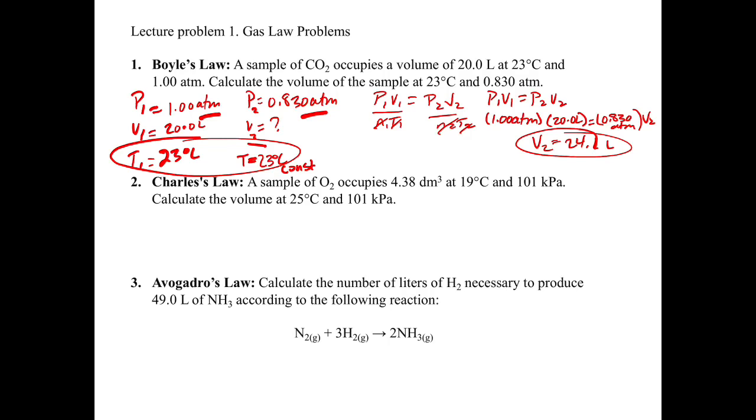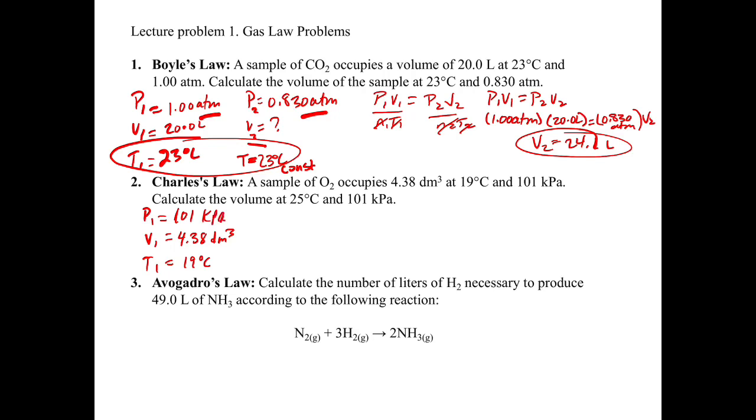With the second one, we're going to look at how we do this with Charles's law. In this case, it says a sample of oxygen occupies a pressure, volume, and temperature. We're going to write those down. It says that a sample of O2 occupies a volume of 4.38 decimeters cubed. We'll talk about that unit in just a second. At a temperature of 19 degrees Celsius and a pressure of 101 kPa.